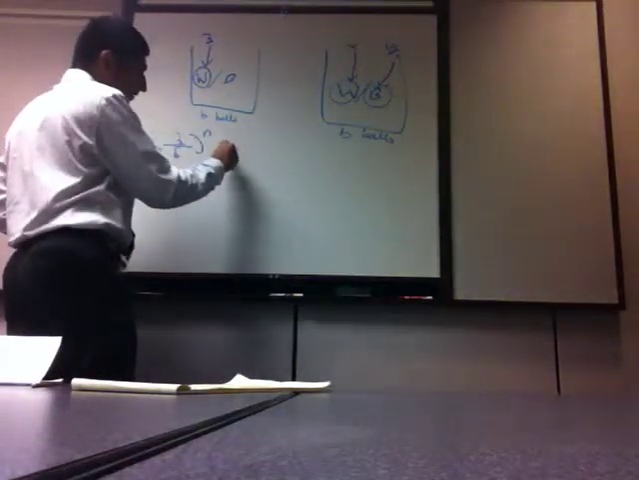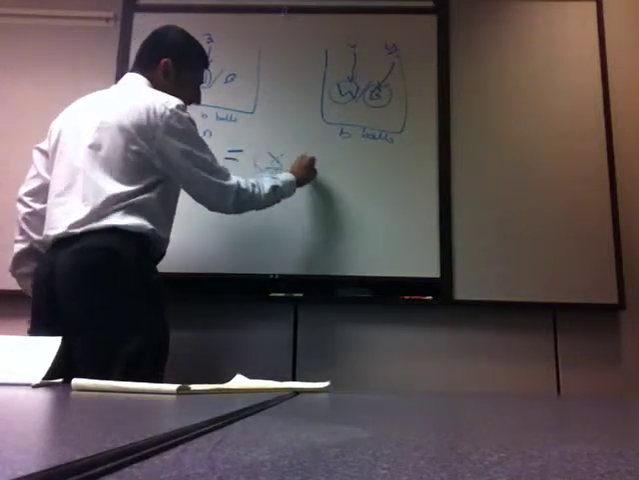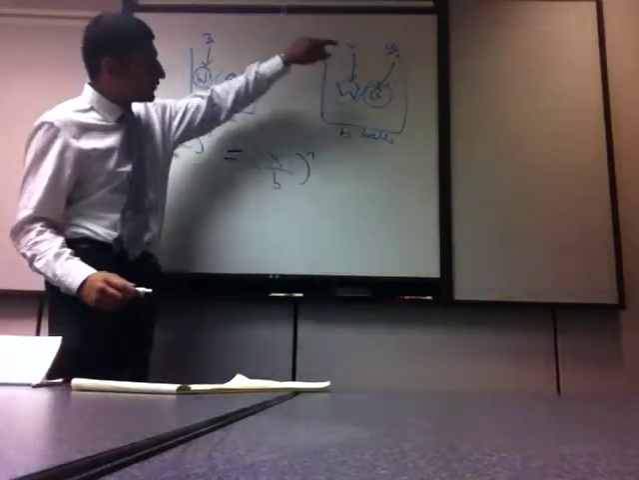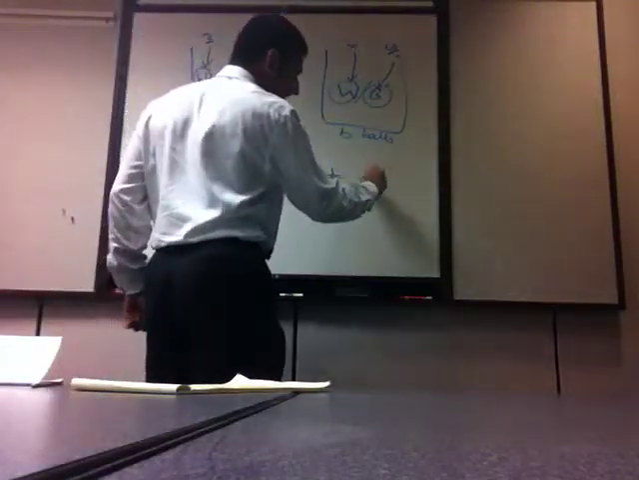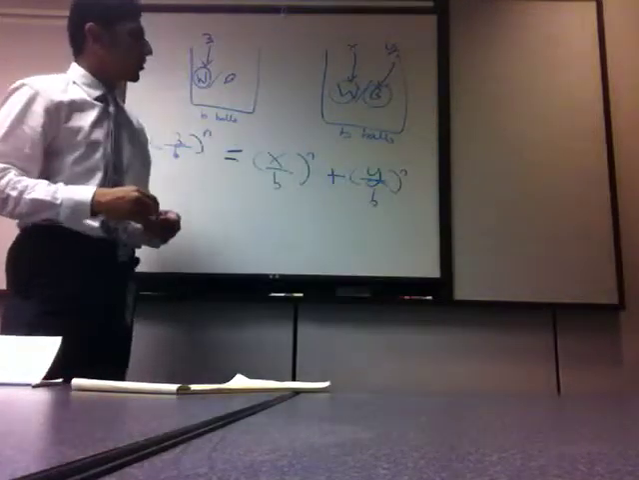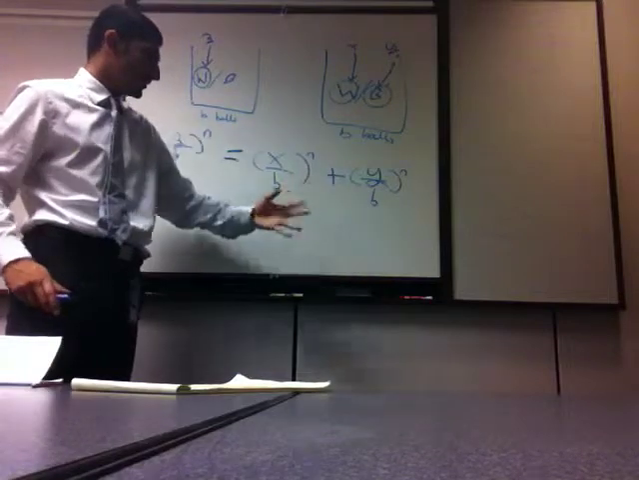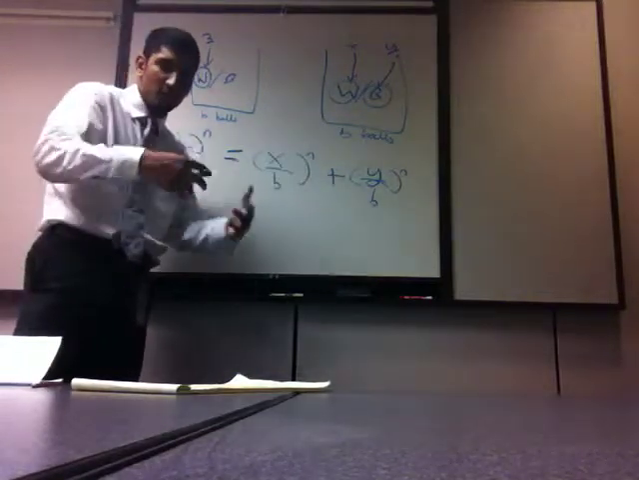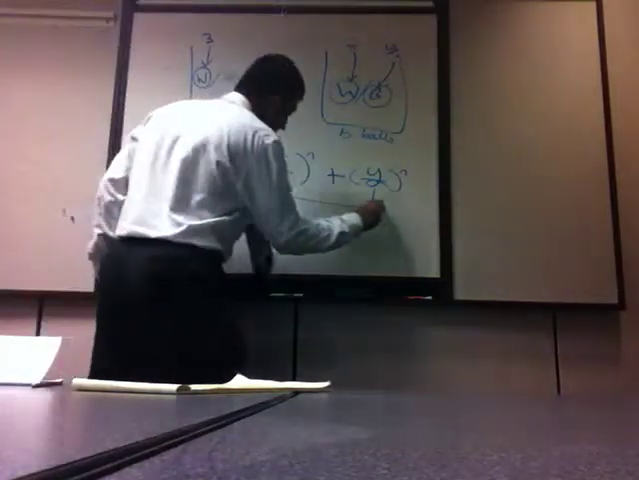In other words, we want this probability to equal x by b to the power n, the probability of drawing n white balls from the second urn, plus y by b to the power of n, the probability of drawing n black balls from the second urn. The or is a plus. You can have this condition or this condition, so the probabilities get added. So in other words, this is the equation we want to solve.